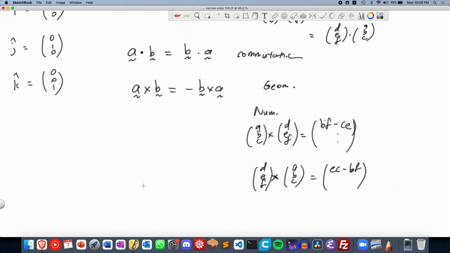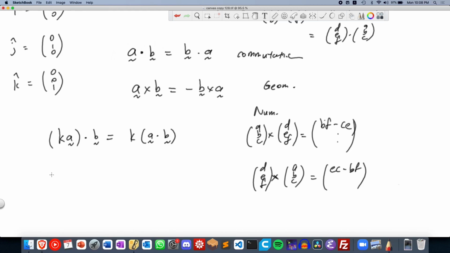And one more thing to mention is that the cross product and the dot product are distributive, like how they behave with scaling. So if you have k a dot b, then that equals k times a dot b. Likewise for b.